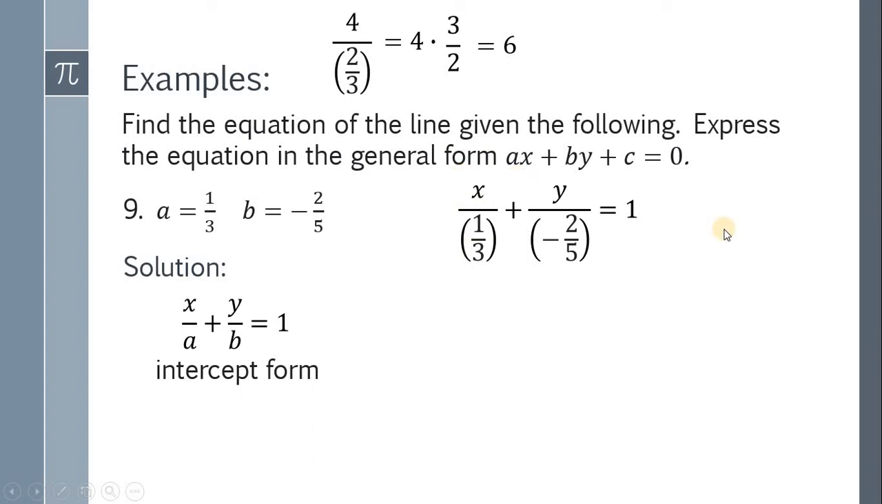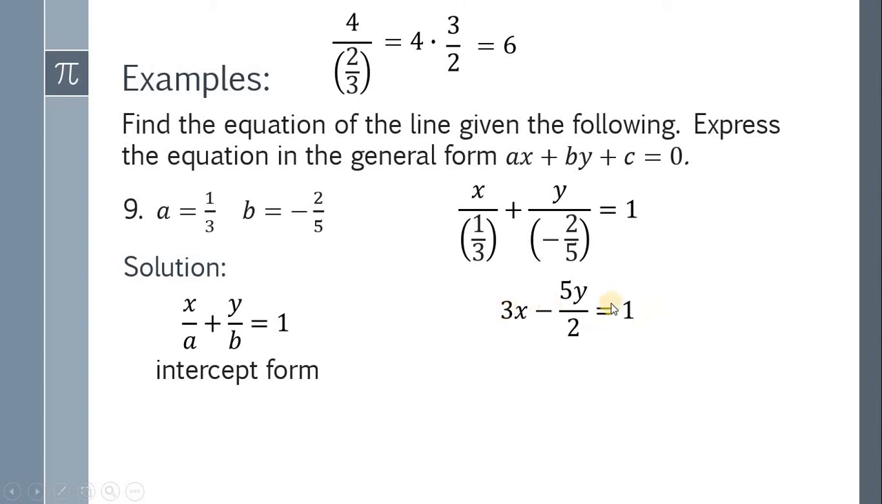Apply natin dun sa ating equation. So, we have x times, reciprocal ng 1/3 is 3. So, we have 3x. Next, positive divided by negative, kaya negative yung sagot. Okay? Next is yung ating mga numbers and variable. Y multiplied by the reciprocal ng 2/5 is 5/2. So, y times 5/2, or simply 5y divided by 2, is equal to 1.